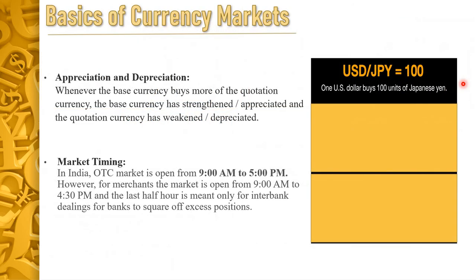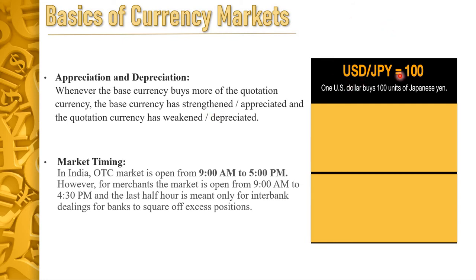Next we have appreciation and depreciation of the currency. There is an inverse relationship between any currency pair when it comes to this. So if one currency appreciates, the other currency has to depreciate, and vice versa. And how does that occur? Whenever the base currency buys more of the quotation currency, the base currency gets strengthened, which means it gets appreciated. And in turn, the quotation currency gets weakened, gets depreciated.